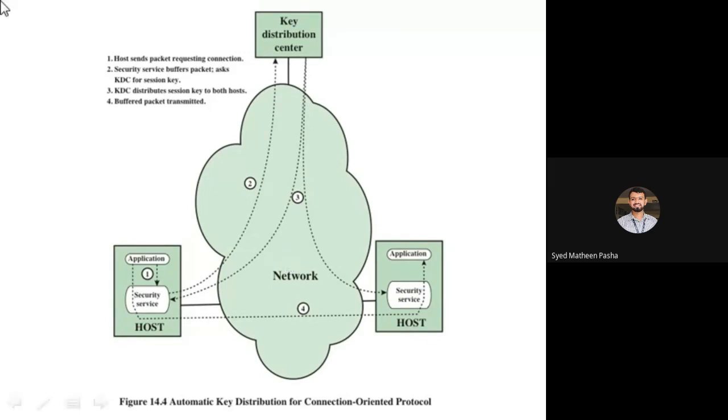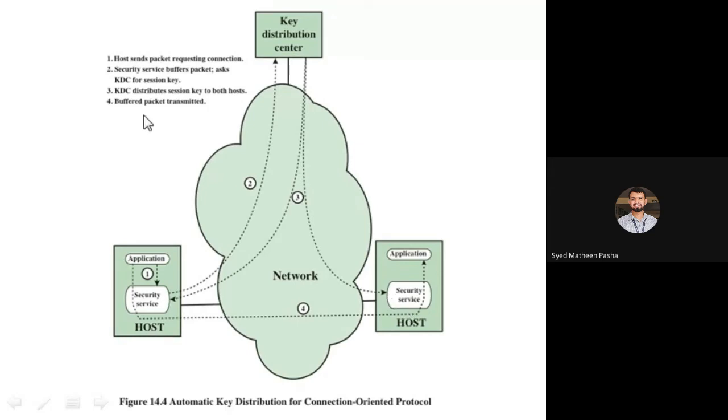Okay, so you can see the steps here. Host sends packet requesting connection. Security service buffers packets and asks the KDC for a session key. That is, the request has been sent to the KDC. KDC distributes session keys to both the hosts. First it will see if the service is there in these two hosts. If yes, the key is distributed here. That is, the session key has been distributed to both hosts, this host as well as the other host.